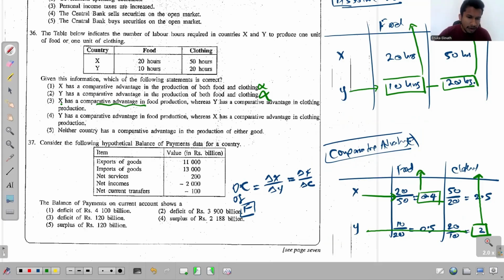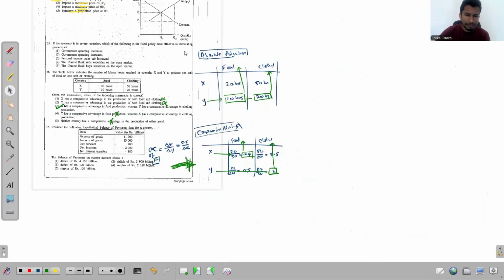X has comparative advantage in food production. Yes, true, right? X has comparative advantage in producing food items. Y has comparative advantage in clothing production. 100% true. And that's what we see here in this table, right? So this is true. Then that's the answer. But we will go through the other options as well. Y has a comparative advantage in food production. No, it's the opposite. Wrong. Neither country has a comparative advantage in producing either. No. You see that by referring to the table. You can understand that.